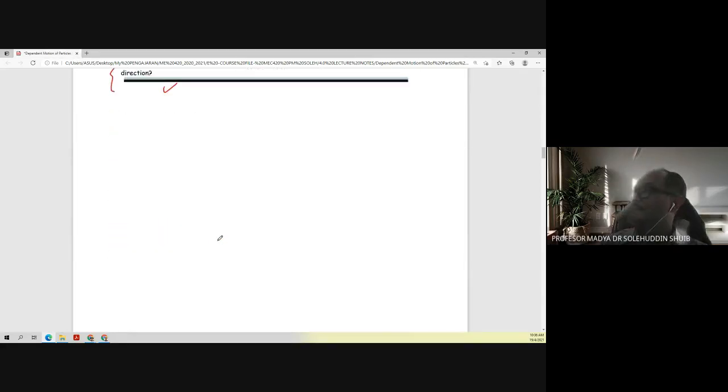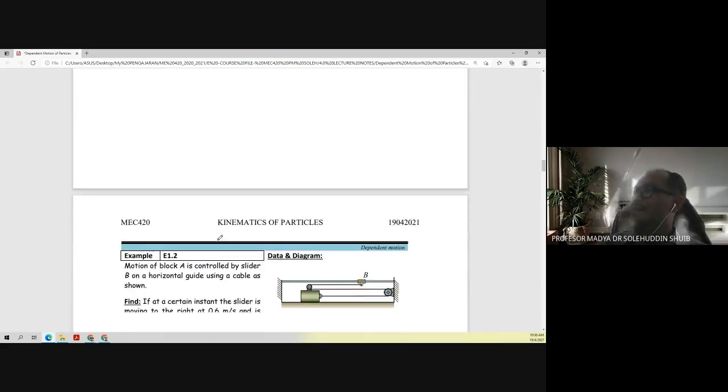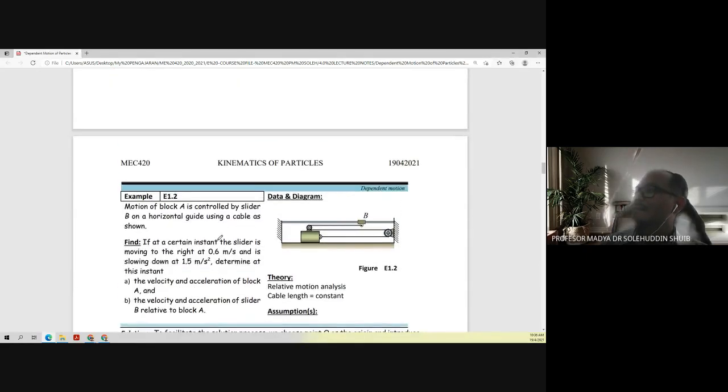Now it's 10:36. We do another example. This is a combination of the theory of relative motion. Relative motion, do you still remember?